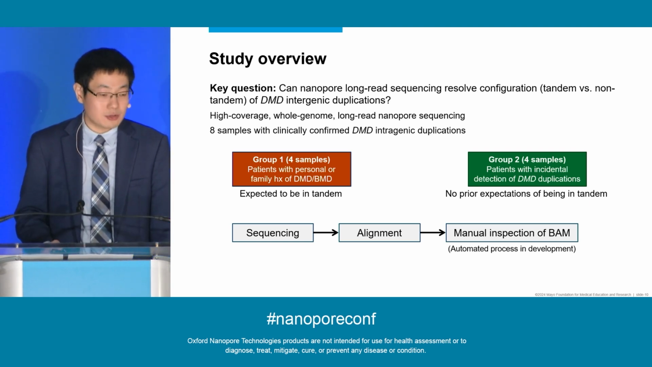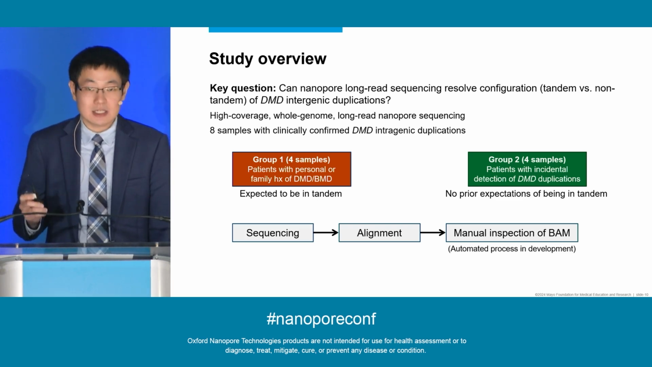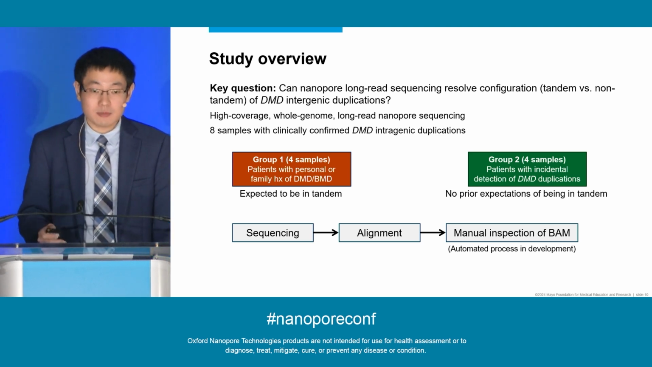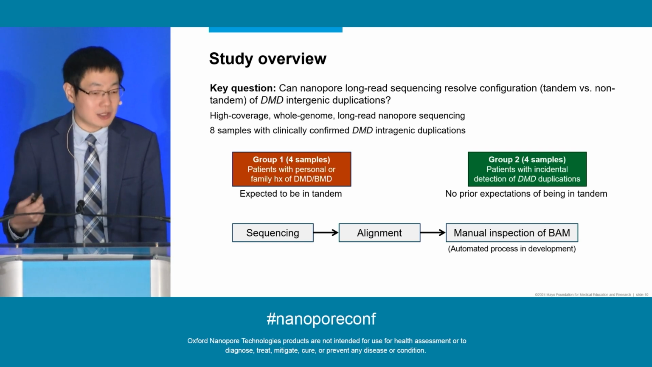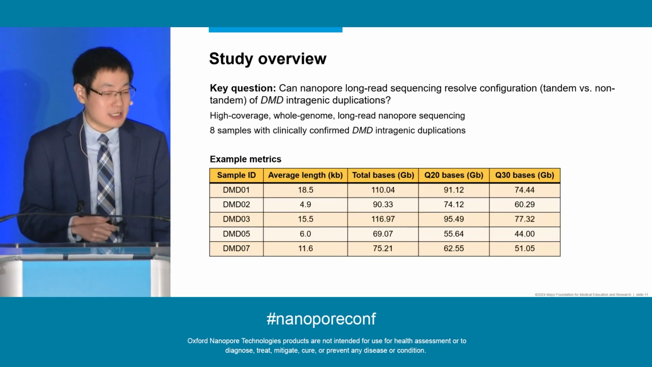On the other hand, in group 2, we have 4 patients with incidentally detected DMD duplications, most commonly through carrier screening. And in this group of patients, there is no prior expectation that these variants are pathogenic, in other words, being in tandem. The workflow for this pilot project is fairly straightforward.